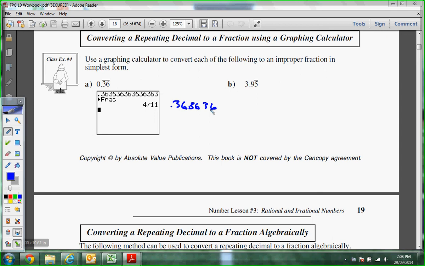So mine just did 4/11, just like this. So same thing for 3.95 repeating. Just hit a bunch of 5s, hit enter, math, fraction, enter. What'd you get for that one? 178 over 45.